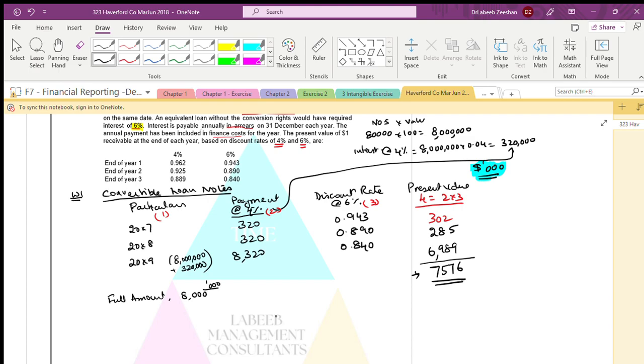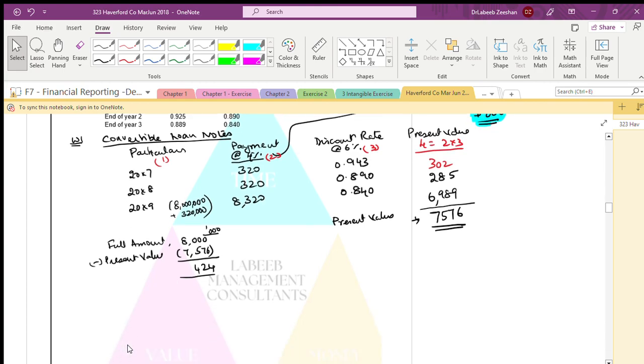What is the present value? Present minus present value is how much? Present value is 7576. Difference is 424 in thousands. Right? Now we have to make an adjustment entry for that.